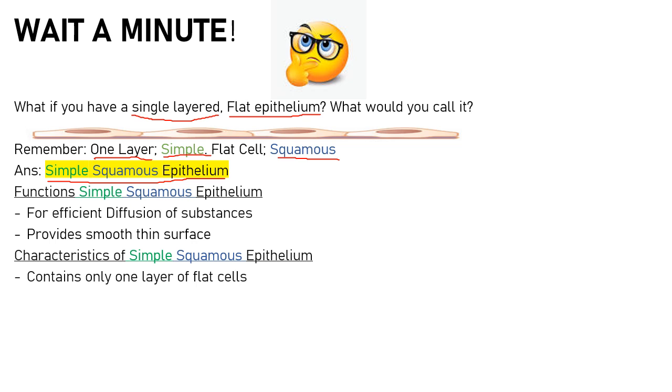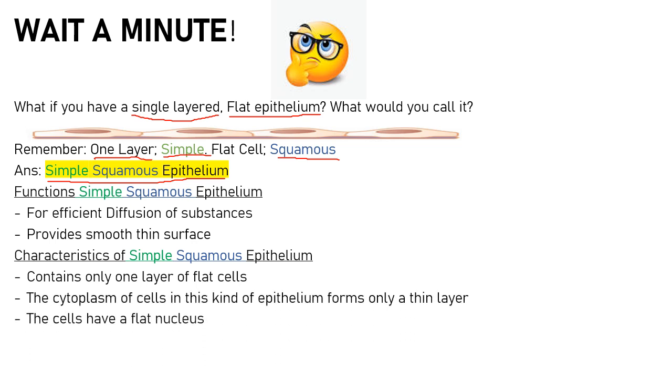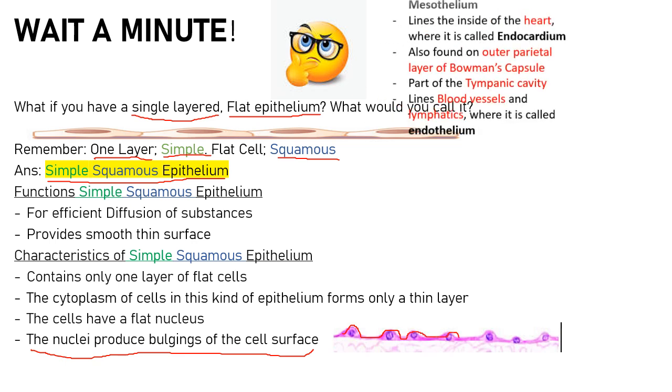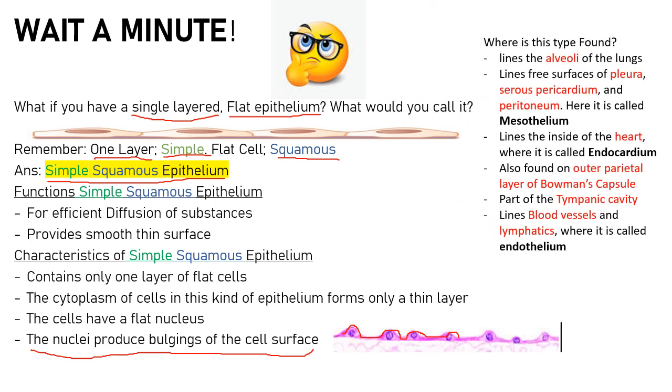It contains only one layer. I mean, you're able to tell from that. Then these are the characteristics. Okay, then another characteristic that I wanted to tell you about is the nuclei produce bulgings of the cell surface. So as you can see here, since it is flat, the nucleus will actually produce a bulging on the cell surface. So this is what I mean, this bulging. This is the nucleus producing this bulging. Okay, something like that. Okay, then where is it actually found?